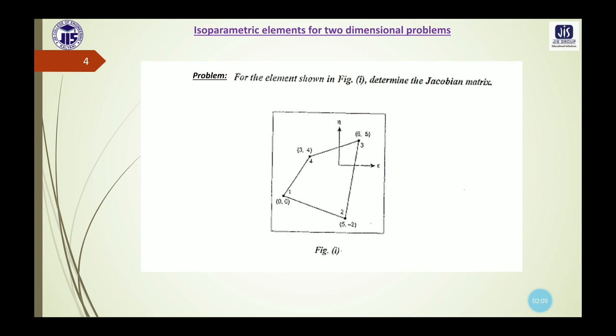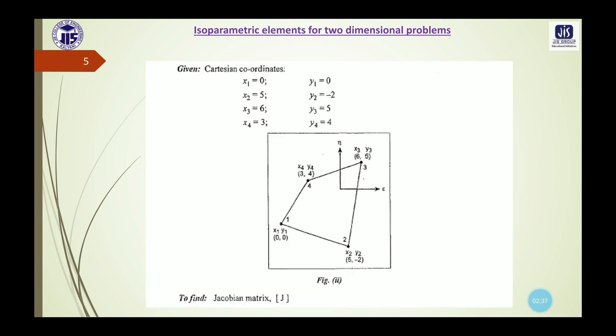So we will start with this problem regarding the determination of the Jacobian matrix, and here we can see that one quadrilateral element is given, and regarding this element we need to determine the Jacobian matrix. So let us first write what are the things given in this numerical, and we can see that for this quadrilateral element the coordinates of its four different nodes are given, that is x1 y1, then x2 y2, then x3 y3, and x4 y4. These four coordinates are given here for this quadrilateral element, and we need to find the Jacobian matrix.